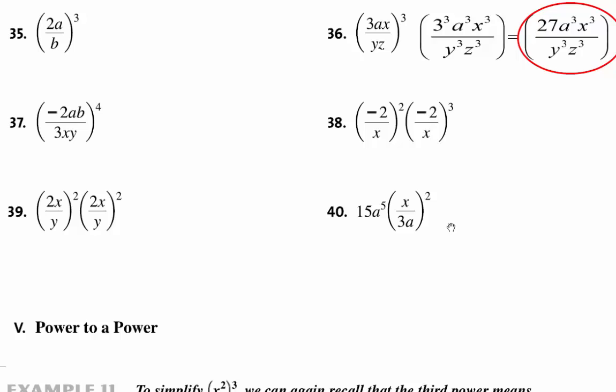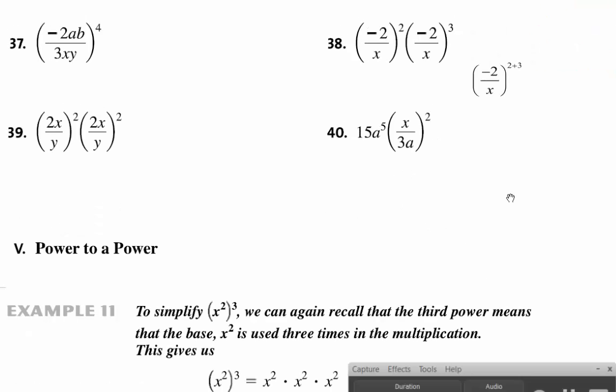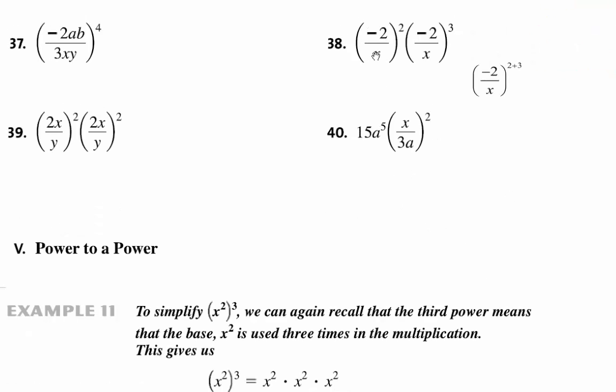Let's take a look at 38. So for 38, if you take a close look, you'll notice our base is the same. Our base of the exponent is negative 2 over x, right? So we have the same base. So if I use the multiplication property, I can add the exponents, right? When we have the same base, we can add the exponents. So I'm going to add the 2 plus 3 on this base of negative 2 over x.